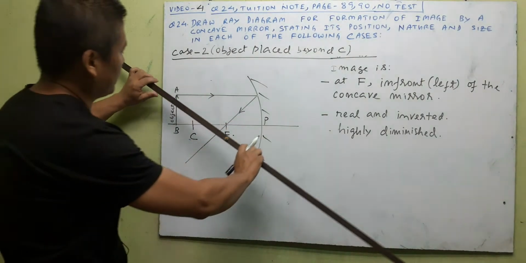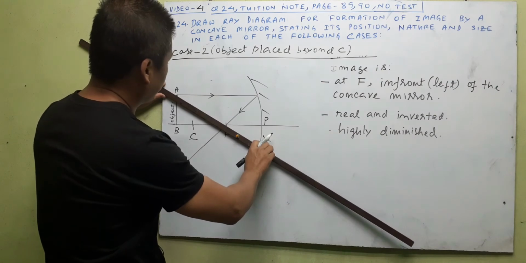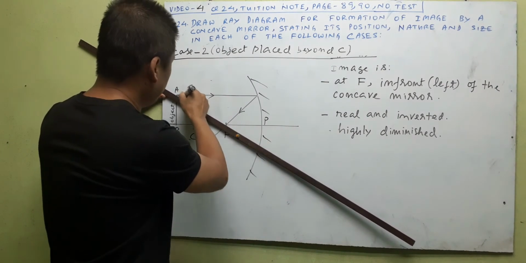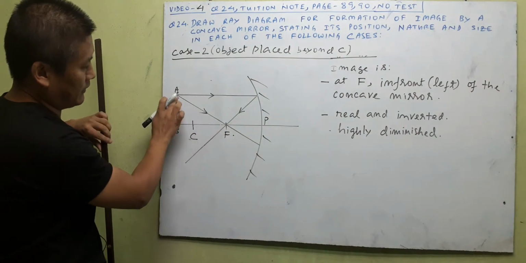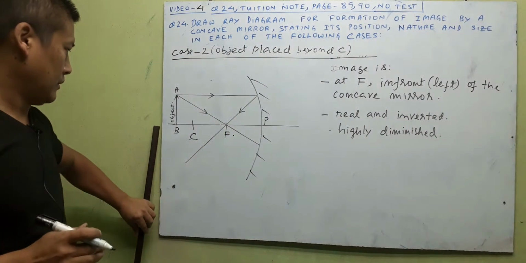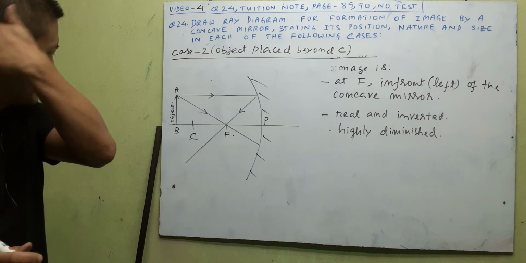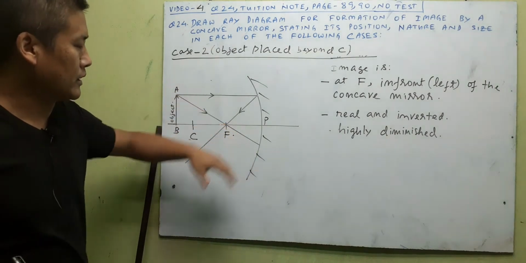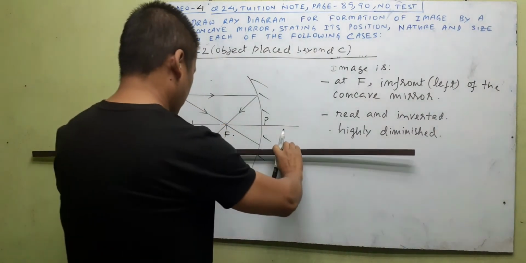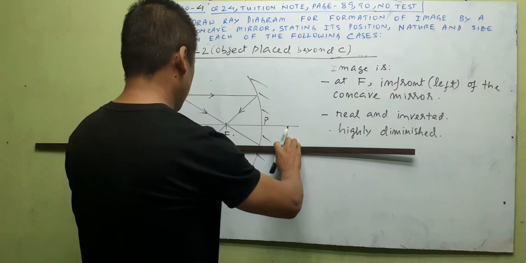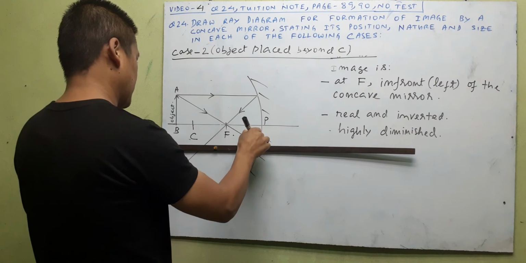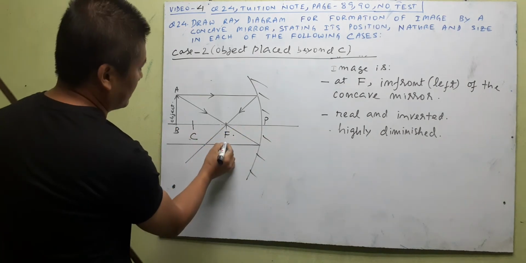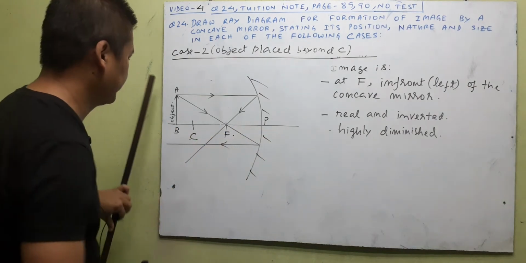Then we need 2 rays. So from the top, let us say another ray is coming out, another incident ray, and it is going through the focus and touching the mirror. Let us say here the direction is from left to right. Now the rule is like this. A ray passing through focus becomes parallel to the principal axis, means parallel to this line passing through P and C. That's the principal axis, so this becomes parallel.